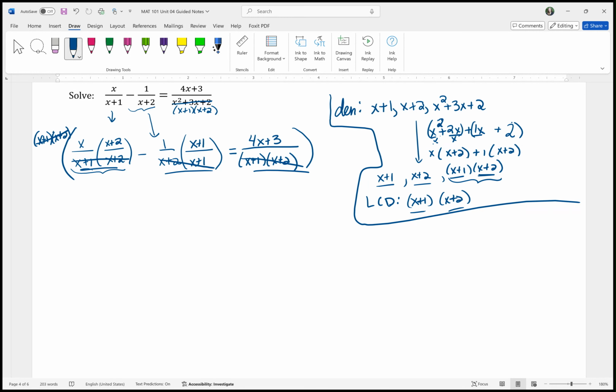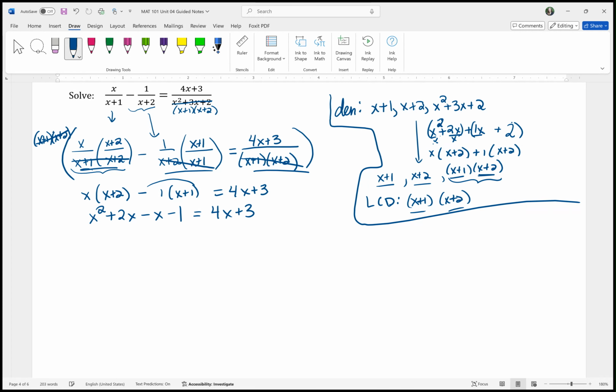Okay, so next step, this would be x times x plus 2 minus 1 times x plus 1 equals 4x plus 3. Now we're going to simplify this, okay? So go ahead and distribute. X times x is x squared. X times 2 is 2x minus, remember you are distributing a negative 1, not just a 1 here. So this would be negative x, because 1 times x is just x. And negative 1 times 1 is negative 1. Careful there. Equals 4x plus 3.